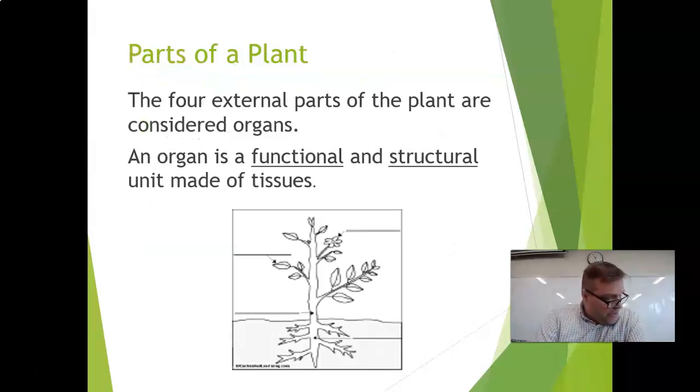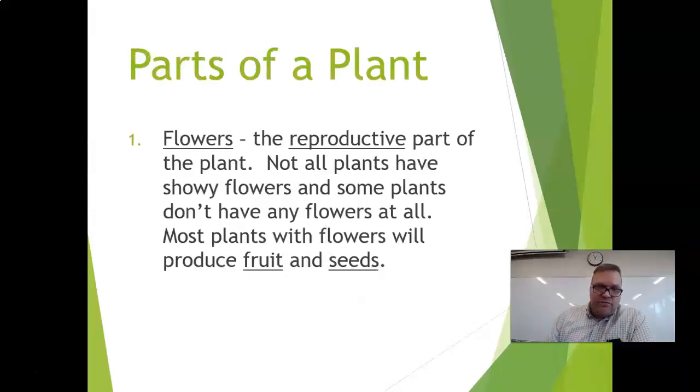Should be at the bottom of page 2 in your notes, and we're going to talk about the parts of a plant. There are 4 external parts of a plant that are considered organs. So their organs don't look necessarily like ours, but all plants have at least 4 organs. An organ is a structural and functional unit made of tissues. We'll talk about this in another video.